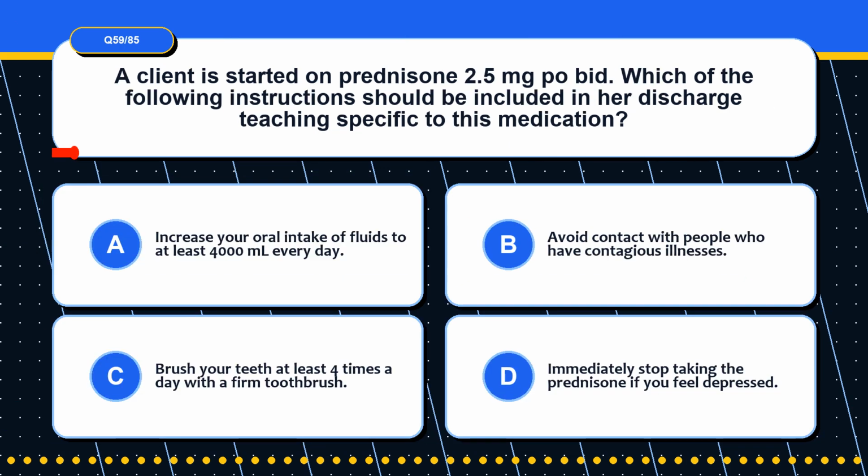Question 59. A client is started on prednisone 2.5 mg BID. Which of the following instructions should be included in her discharge teaching specific to this medication? Here are the options. Option A. Increase your oral intake of fluids to at least 4,000 ml every day. Option B. Avoid contact with people who have contagious illnesses. Option C. Brush your teeth at least 4 times a day with a firm toothbrush. Option D. Immediately stop taking the prednisone if you feel depressed.